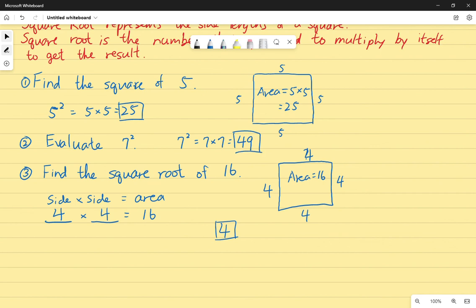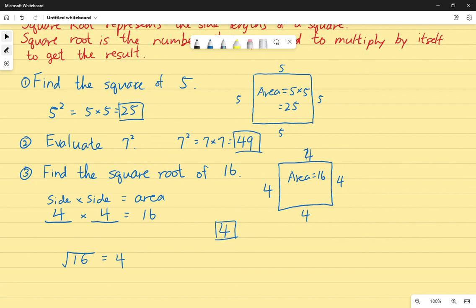Okay, how do I show this mathematically? Well, there's one way to show it, right here where I drew the diagram. There's another way to show it, like this, using the square root symbol. It almost looks like a division, but it's got a little check to start. That is a square root symbol. And what you do is you put the number you want to square root in there. So the square root of 16 is equal to 4.